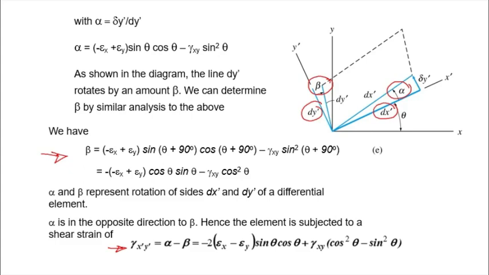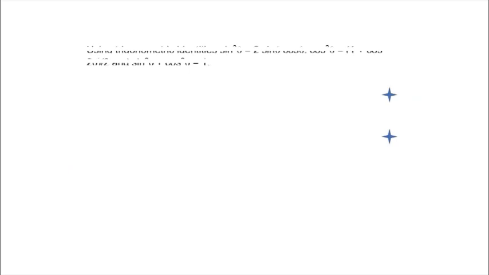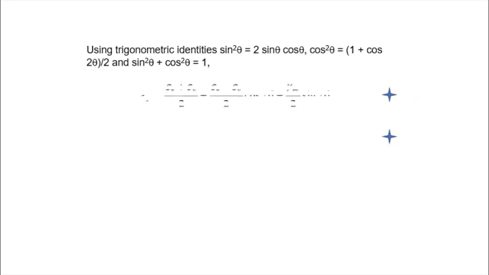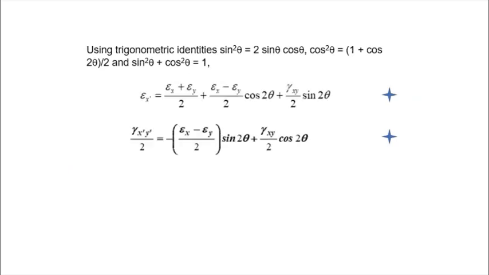And is equal to minus 2 times strain x minus strain y times sine theta cos theta plus gamma xy times cos square theta minus sine square theta. Right? And using trigonometric identities, we can simplify the equations into these last two equations here. Now, if you look here, they are very similar to the stress equations.